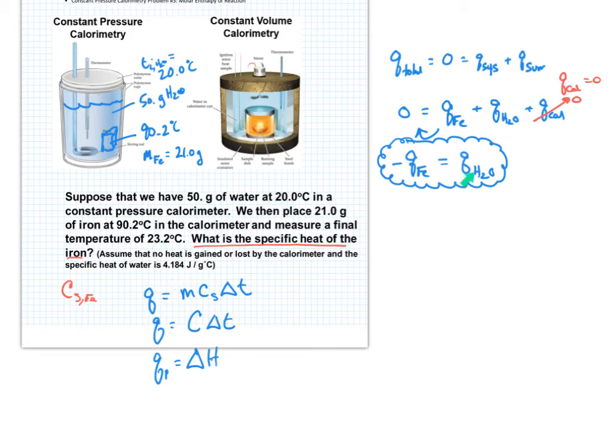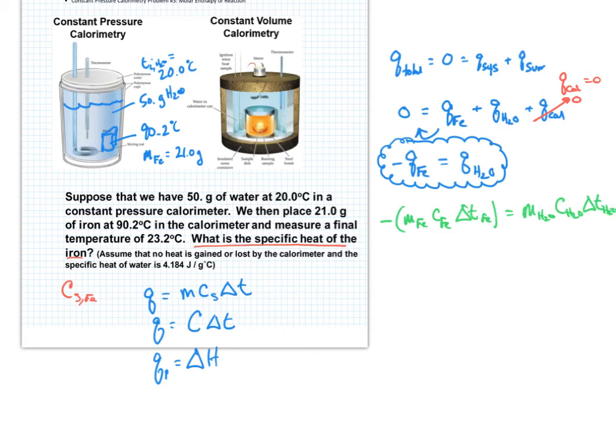Given the information we have, pure water with a starting temperature and a final temperature, we have mc delta T. So for sure for the water term, we're going to use mc delta T. In the case of iron, we also have a pure material, 21 grams of iron. We have a mass of the pure material, a starting temperature and a final temperature, and we're trying to find the specific heat. So we're going to use mc delta T for both of these. We're going to do something like this: minus m Fe c Fe delta T Fe is equal to m H2O c H2O delta T H2O.